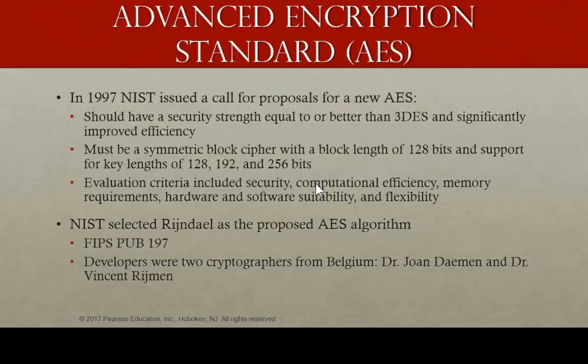As a result, NIST in 1997 issued a call for proposals for a new advanced encryption standard, AES, which should have a security strength equal to or better than triple DES and significantly improved efficiency. In addition to these general requirements, NIST specified that AES must be a symmetric block cipher with a block length of 128 bits and support for key lengths of 128, 192, and 256.